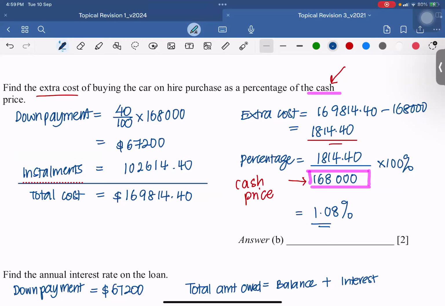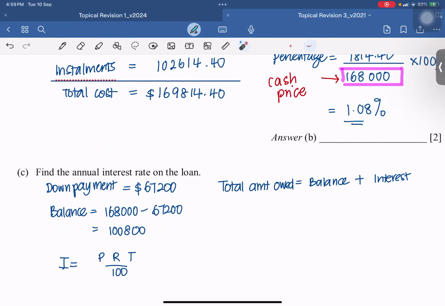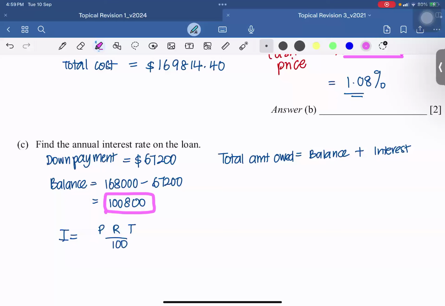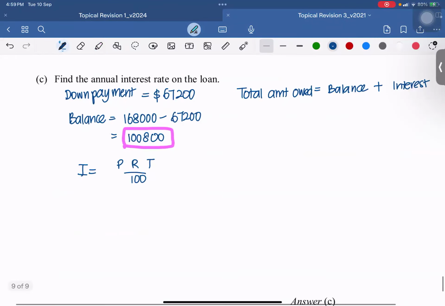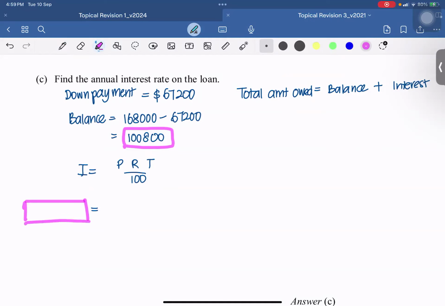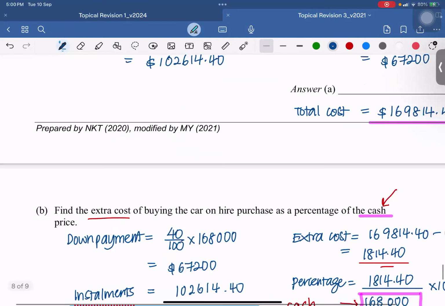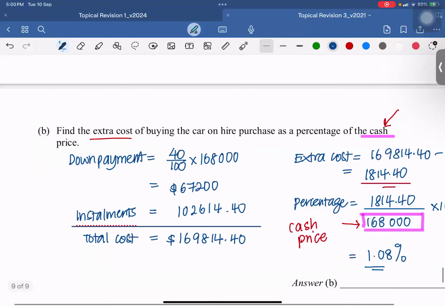Now the question asked me to find the annual interest rate. Let me recall the steps. Down payment usually, and I find the balance. Using the balance, I need to find my interest, but I do not know my interest rate. So I'm going to leave the interest blank first. I know the principal amount is my balance, 1,008,000, times my interest rate that I do not know, over 100%, and the number of years. The question says pay to the bank for 5 years. So my time period is the number 5.